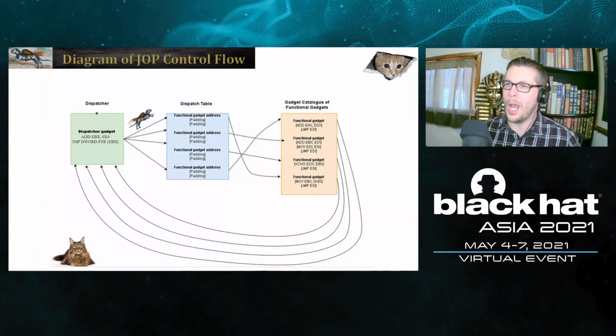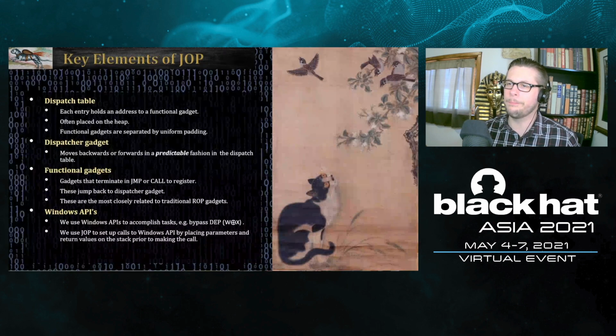So let's see JOP control flow in action. We have a dispatcher, and that will take us to a dispatch table, which contains addresses for functional gadgets, and those go back to the dispatcher. Okay, so dispatcher goes to an address. He dereferences it, does the move EBX, and then right on back to the dispatcher. We advance forward 4 to our next address, dereference, do that, and then back to the dispatcher. And then this just simply repeats for however many gadgets that we have.